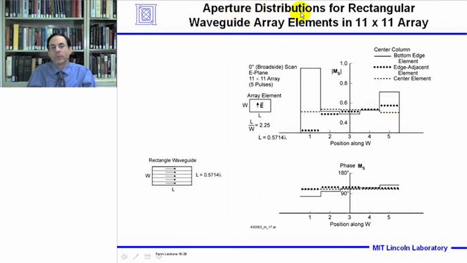This slide shows the aperture distributions for rectangular waveguide array elements in the 11 by 11 array. And what we basically show here is that for a bottom edge element, we do see the current density increasing toward the edge of the elements. However, for the center element, we see that the amplitude and phase are relatively uniform. And so we can see the mutual coupling effect in the array taking place.